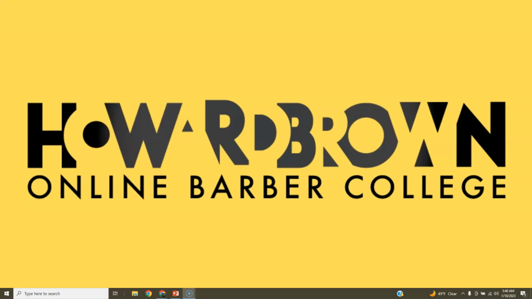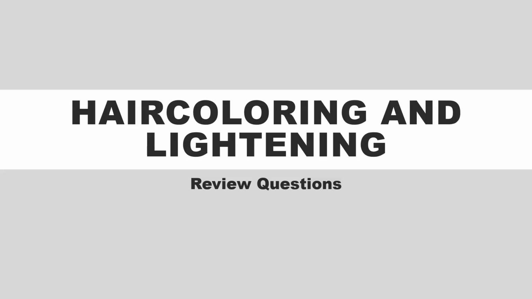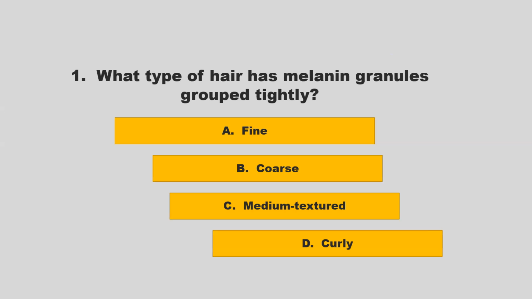Today we will be doing the review questions for hair coloring and lightening. What type of hair has melanin granules grouped tightly? Is it fine, coarse, medium textured, or curly? If you chose A, fine, you are correct.